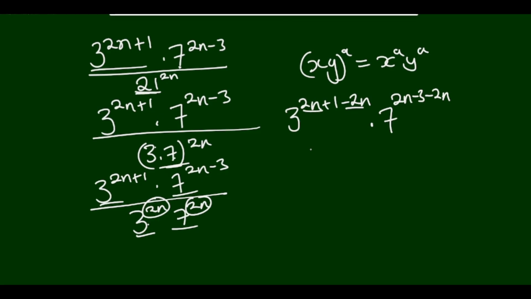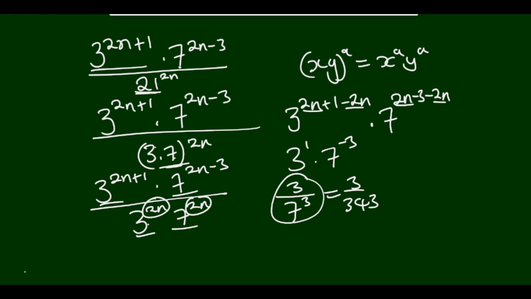Then 2n minus 2n is 0, so we remain with 3 to the power 1. And then 2n minus 2n, they will remain with 7 to the power negative 3. This is just the same as 3 over 7 cubed, like that. And then what is 7 cubed? It's 343. So this is like 3 over 343. But if you leave your answer like that, it's still fine. Let's look at the next example.